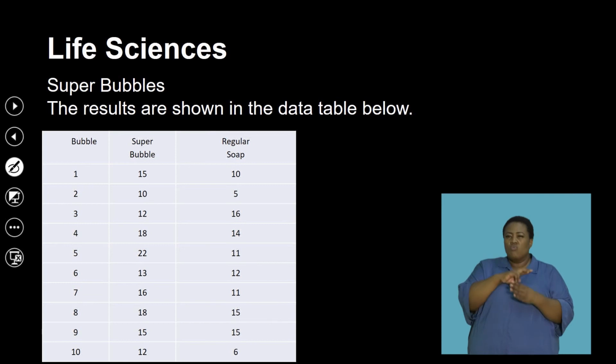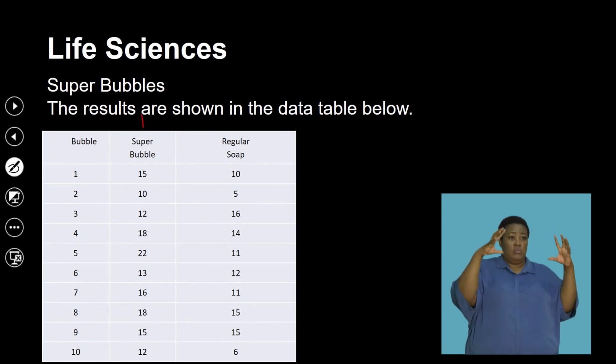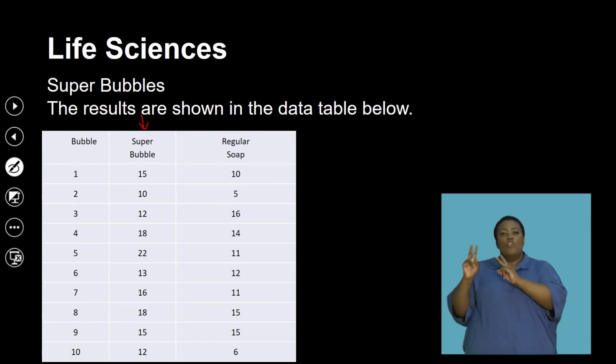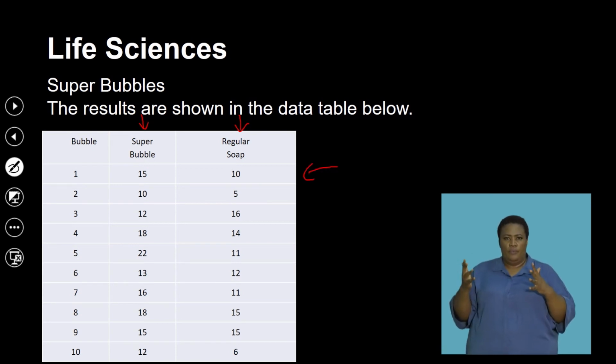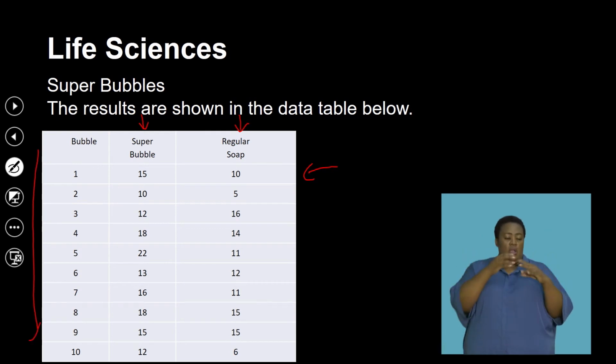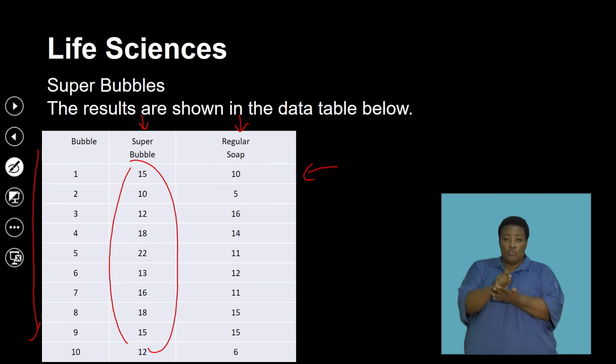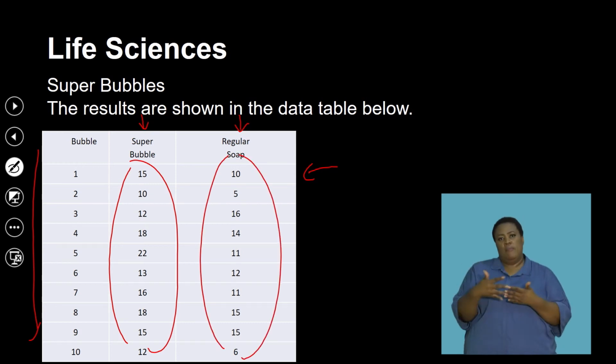So here we see the results shown in the table, and here's the Super Bubble which they had purchased, and here's the regular soap bubbles, and here we look at the diameter of these bubbles which have been recorded. They've attempted to do this for 10 different bubbles, and we can see clearly from this the information is presented and has been recorded in the table. So let's look at this and try to interpret how this information talks to the aim of what these guys were trying to establish.